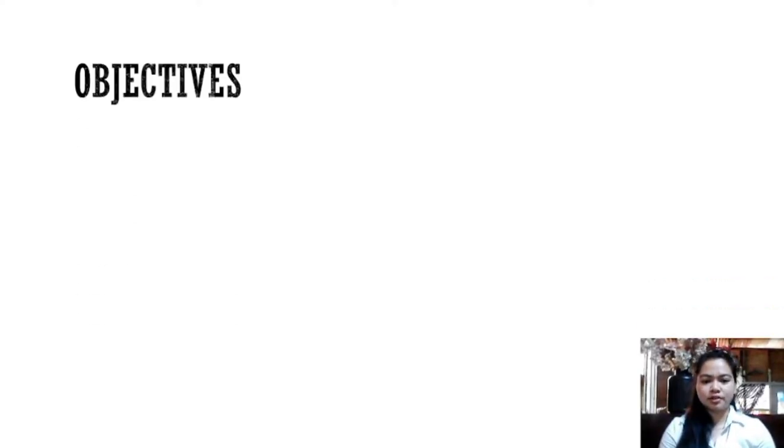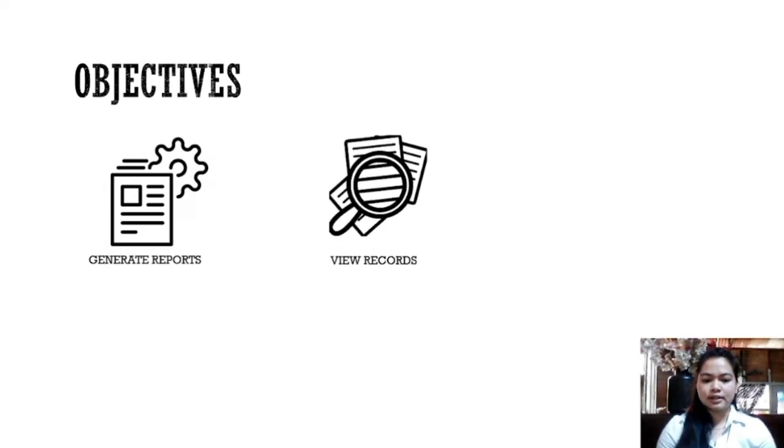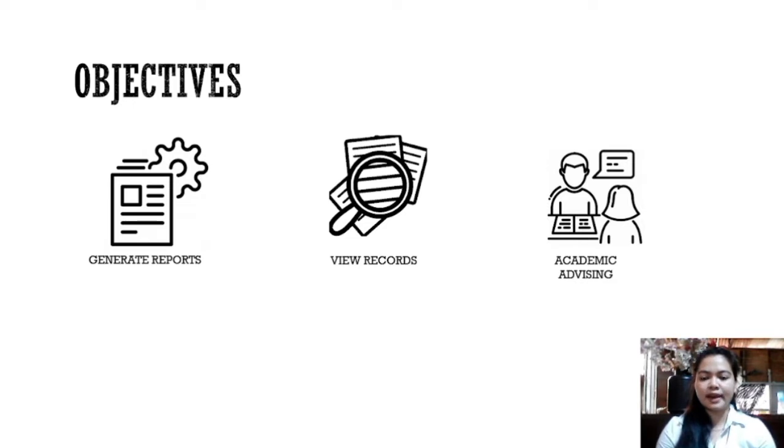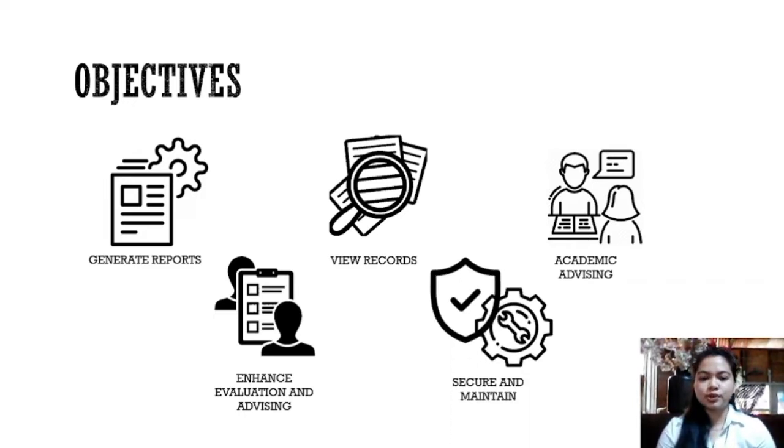So let's start with the objectives of our system. First is to systematically generate students' evaluation reports. Second is to allow students to open and view their own records. Third is to provide academic advising. Fourth is to enhance the evaluation and advising system. The last one is to secure and maintain the students' records.